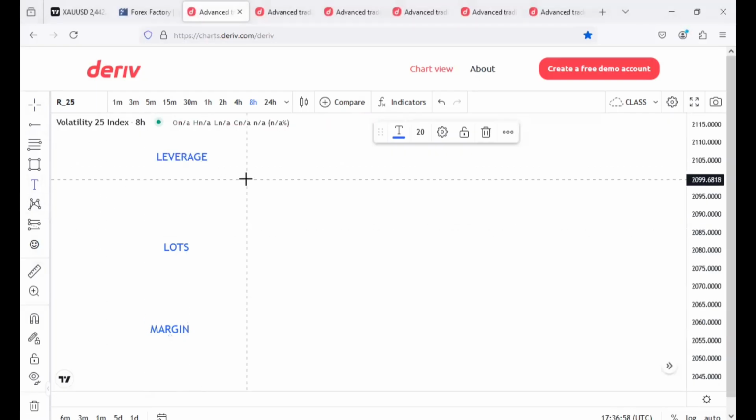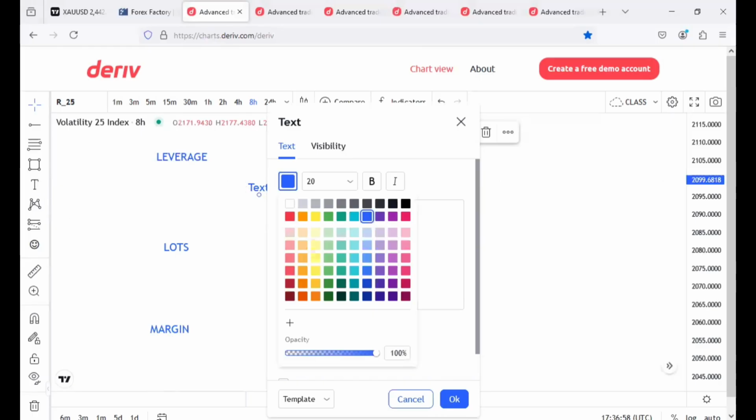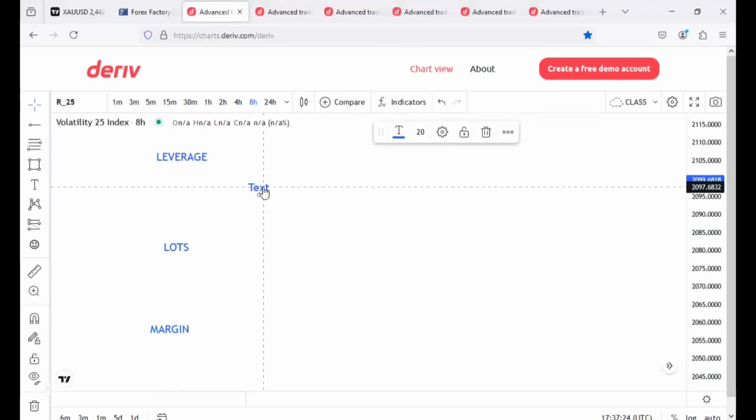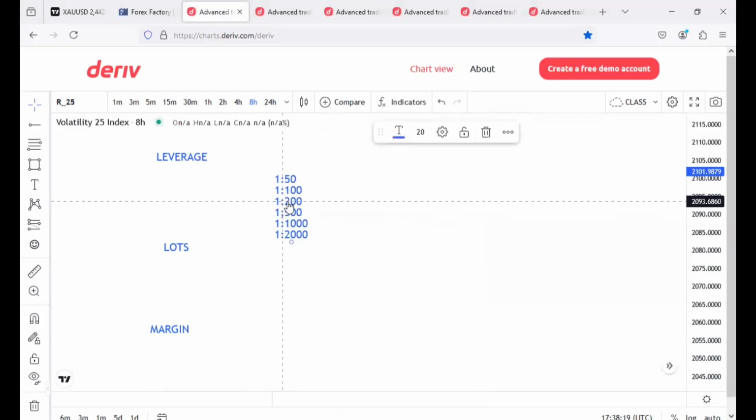Let me type it out so you understand. Whenever you want to register with your broker, you will most likely see something like 1 to 100, 1 to 50, 1 to 200, 1 to 500, 1 to 1,000, 1 to 2,000. I'm sure you'd have seen something like this when you are trying to sign up with your broker.